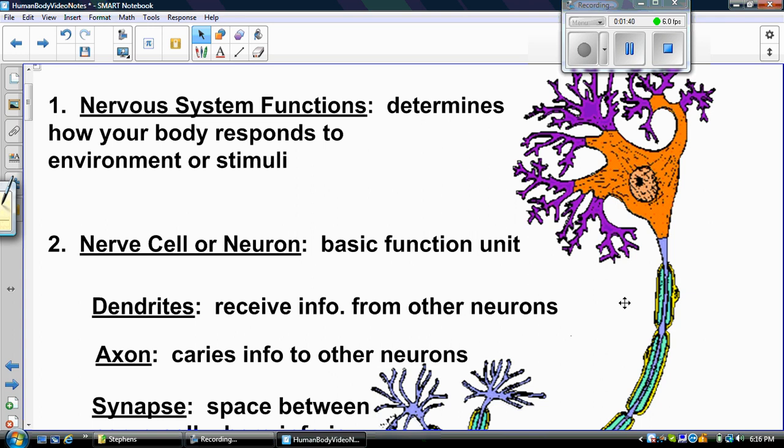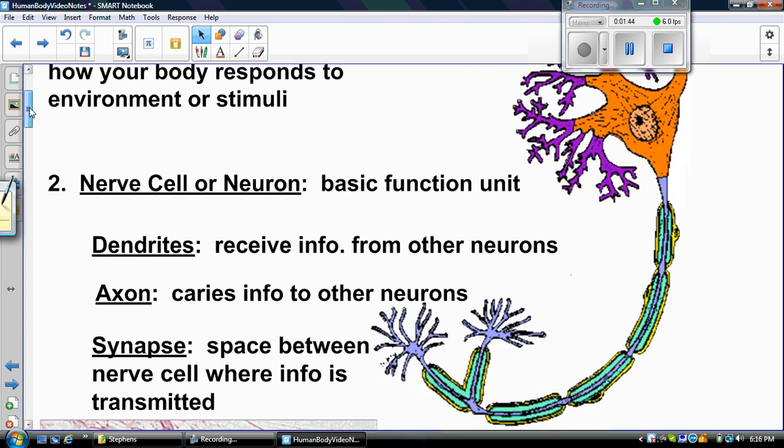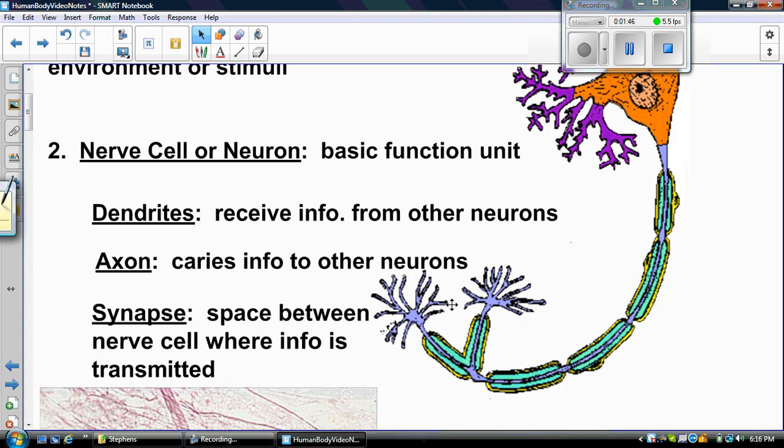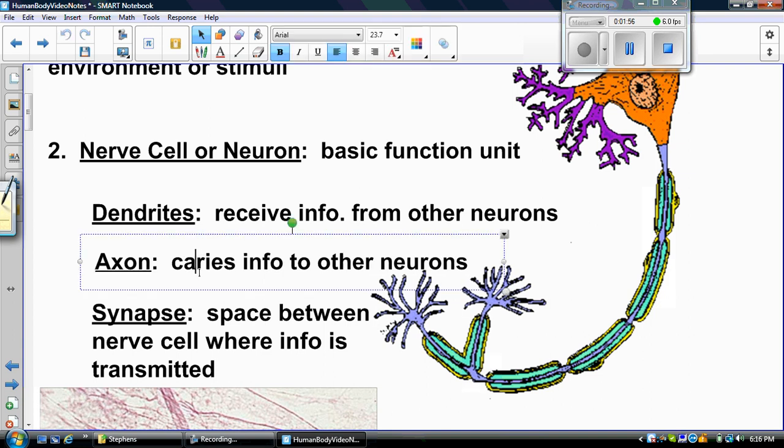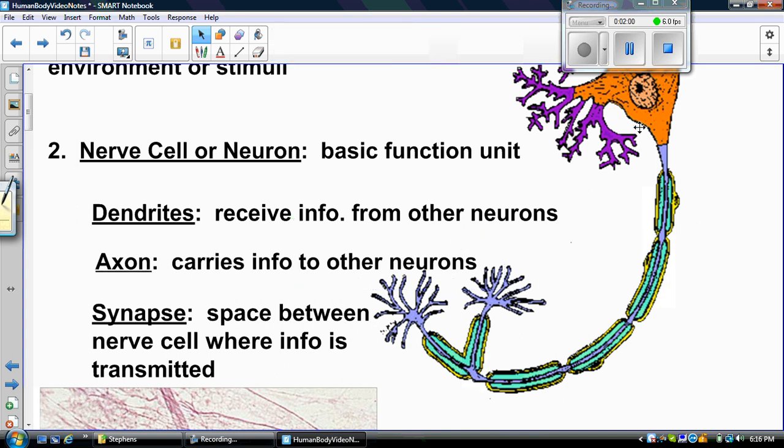The axon is this long piece right here of the nerve cell. Let me show it to you when we get down there. The axon goes all the way down here, and it's these little branches at the end of the nerve cell that are going to carry the information from this nerve cell to the next nerve cell. So axons connect to other nerve cells' dendrites.